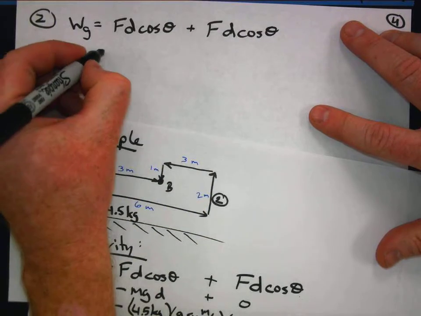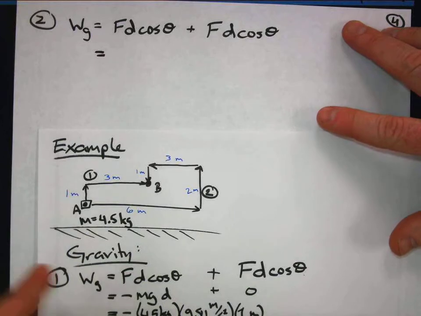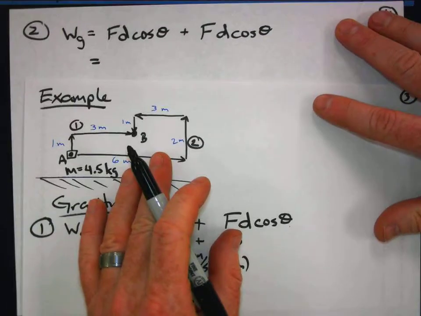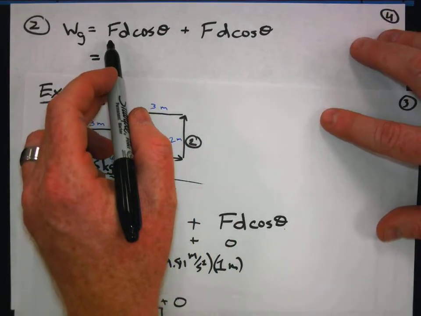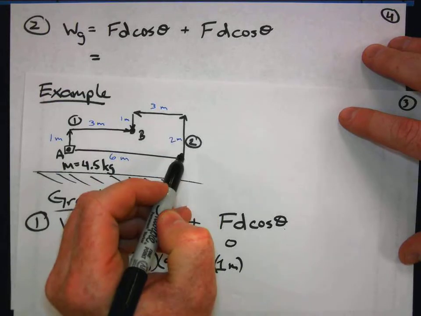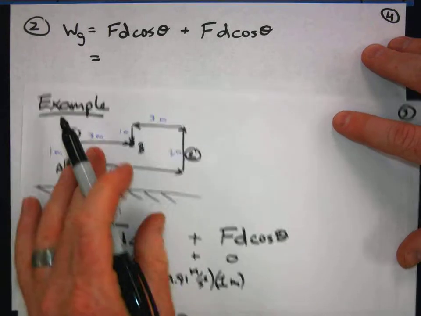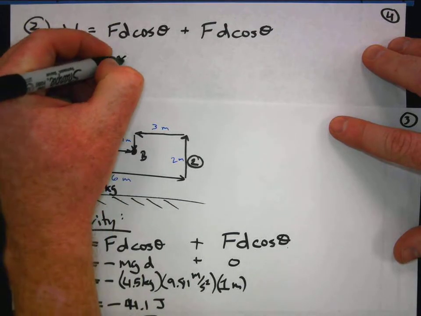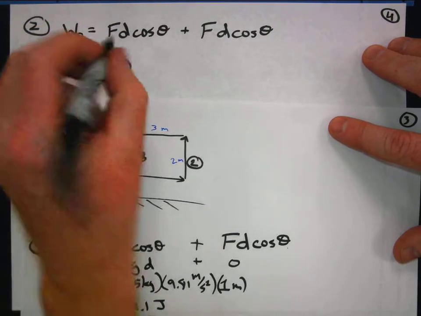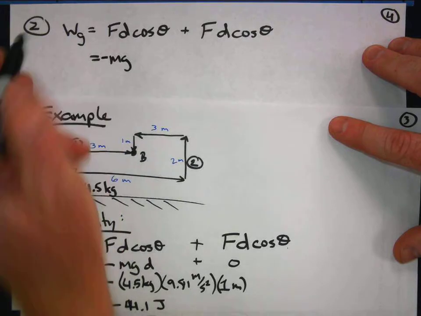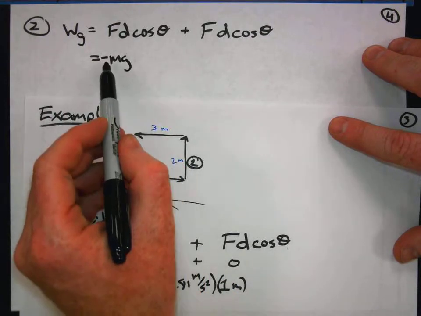Okay. So here's the deal. The force is mg, and it's pulling straight down, but the distance is upward, so the angle between them is going to be 180. mg, and cosine of 180 is just -1. So here again I have my minus sign. So mg is my force.